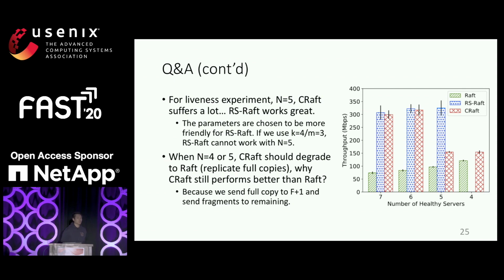So basically, we noticed that the end goal of the system is to save fragments. So if there are fewer than 6 servers, we will send F+1 full copies and more fragments. So basically here we will say 4 full copies and 1 fragment. The reason we're sending this fragment is because if at the end of the day more servers become healthy and catch up, then this entry can be committed differently using F+K fragments. So the difference when there are 5 servers is that Raft is sending 5 full copies and we are sending 4 full copies plus 1 fragment.